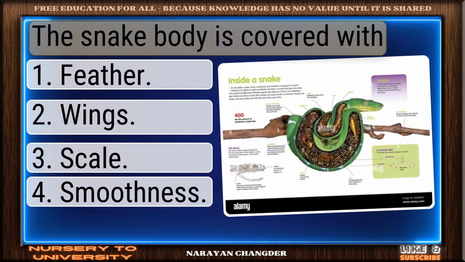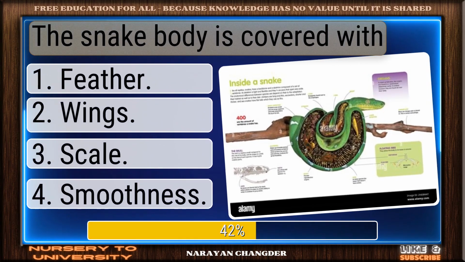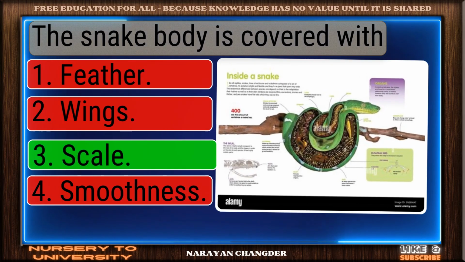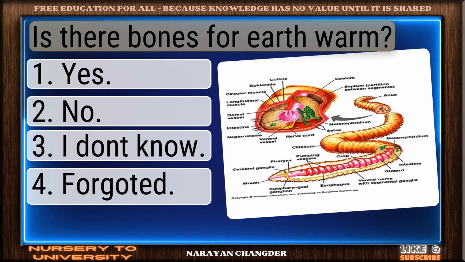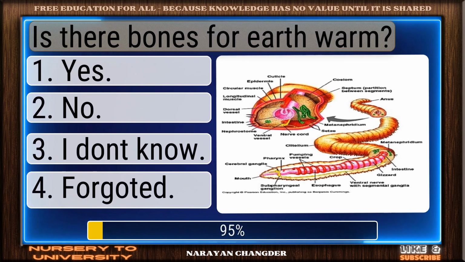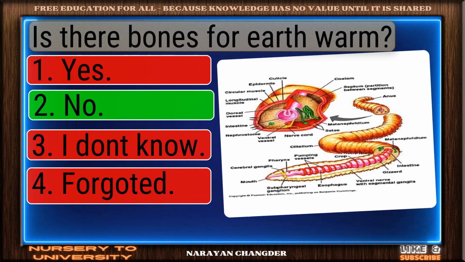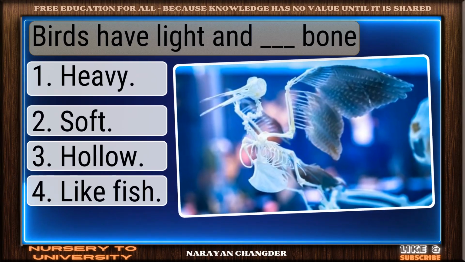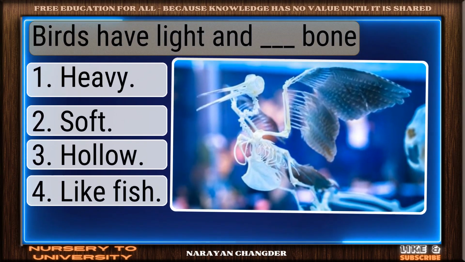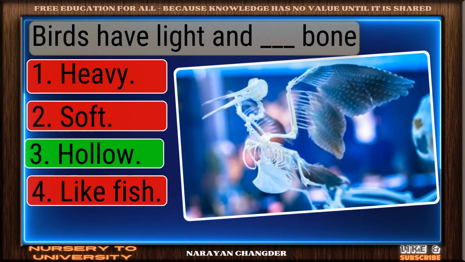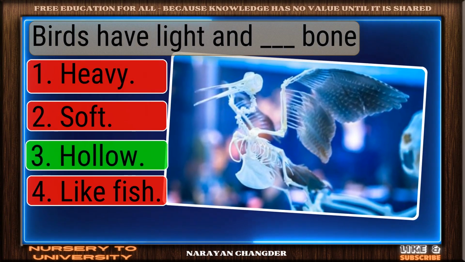The snake body is covered with. Perfect. Scale is the correct choice. Is there bones for earthworm? Nice selection. No is the correct and valid answer. Birds have light and dash bone. Solid response. Hollow is a valid choice.